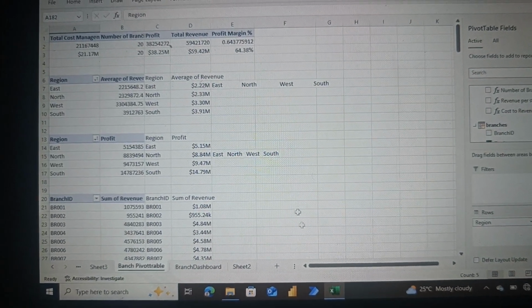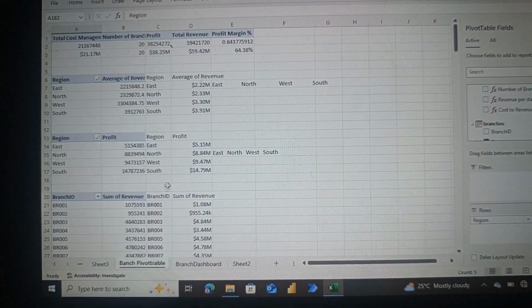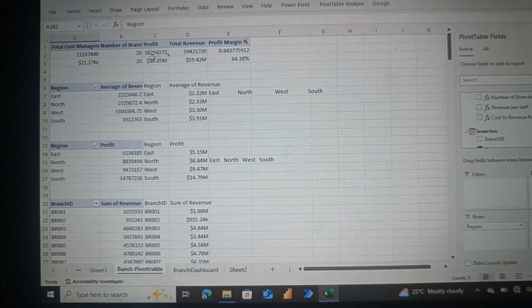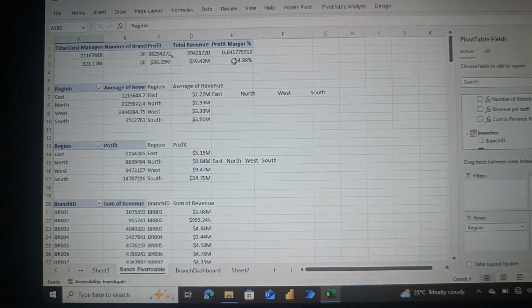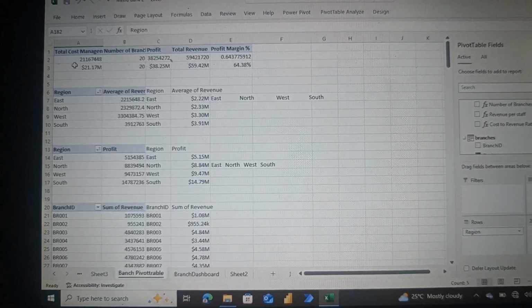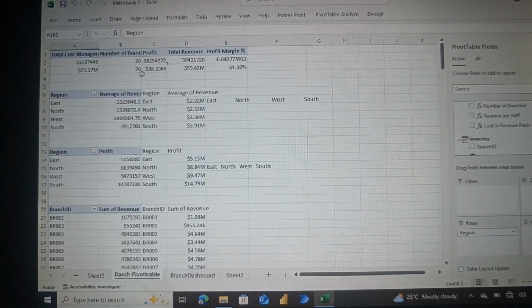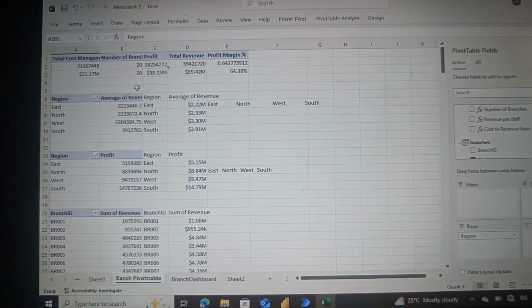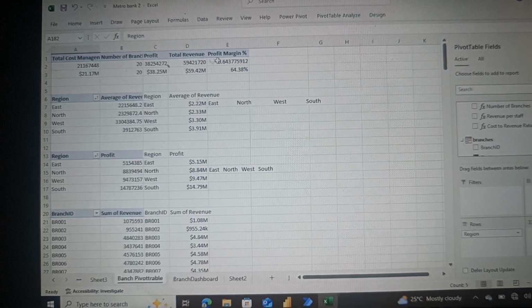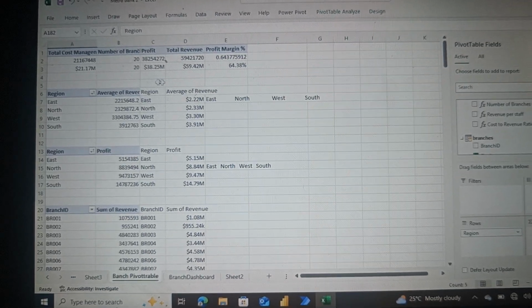So over here is my pivot table where I did the necessary calculations and the analysis. The first pivot table here is my KPI. I used DAX measures to get all these KPIs. Apart from the number of branches, I didn't use a DAX measure for it, but the rest were gotten with DAX measures.